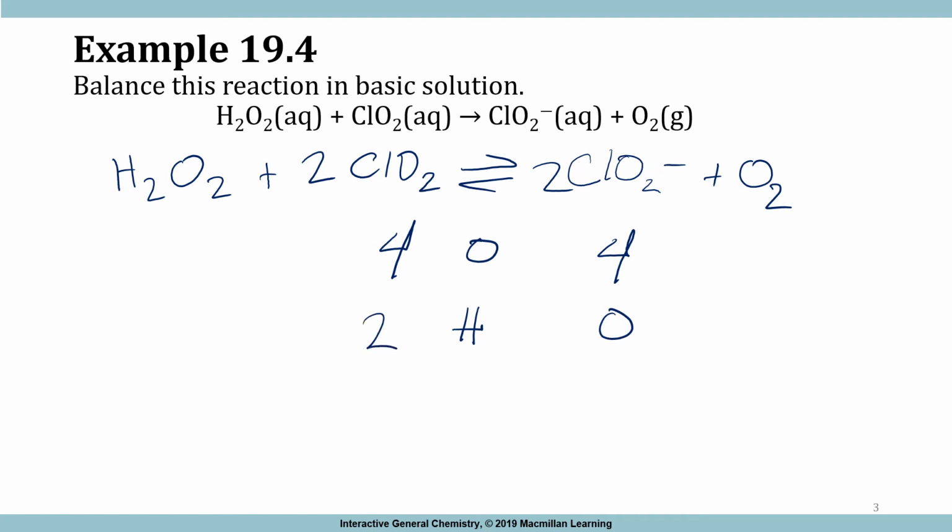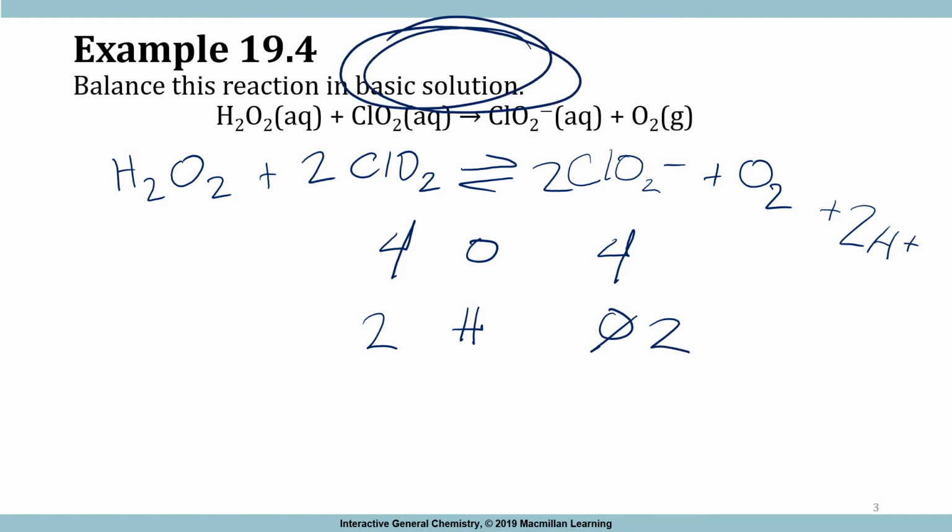So I'm going to have to add 2H plus on the right-hand side for this to now be balanced. But since we're in a basic solution, we have to actually continue because we can't just leave H plus in solution. So when that happens, we balance it with OHs on both sides to even this up, and we end up combining them to create water. So if I have 2 hydrogen on the right-hand side, I'm going to have to add 2 OHs on both sides to have that even.